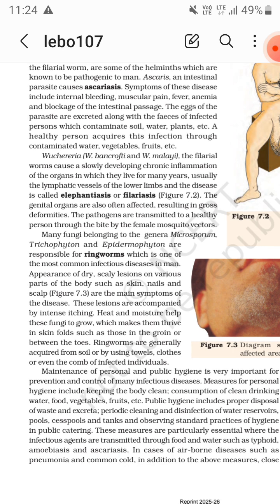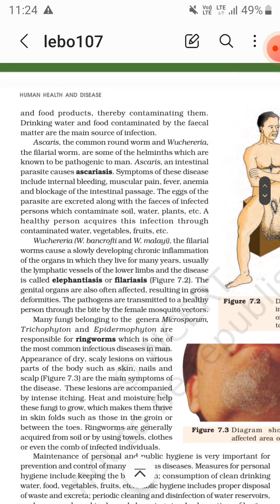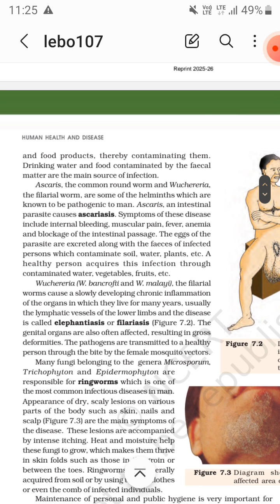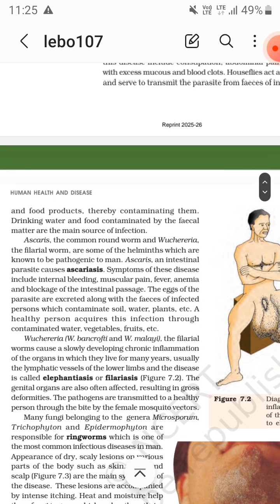Many fungi belonging to the genera Microsporum, Trichophyton, and Epidermophyton are responsible for ringworms. Then there are elephantiasis, filariasis, Wuchereria bancrofti, and Wuchereria malayi. The filarial worms cause a slowly developing chronic inflammation of the organs in which they live for many years, usually the lymphatic vessels of the lower limbs, and the disease is called elephantiasis or filariasis, caused by Wuchereria bancrofti or Wuchereria malayi.